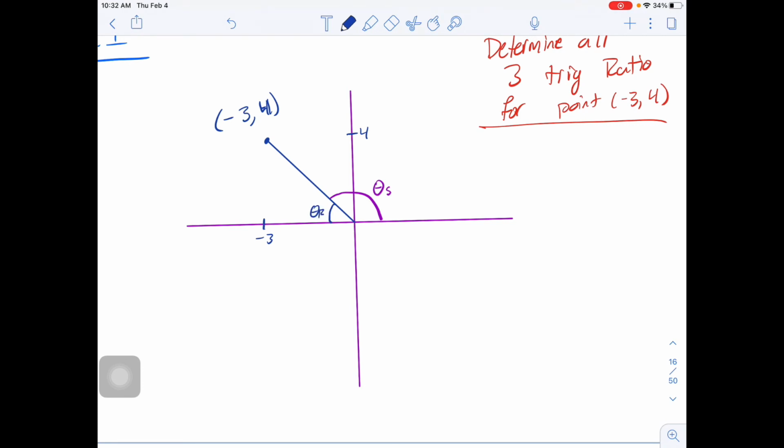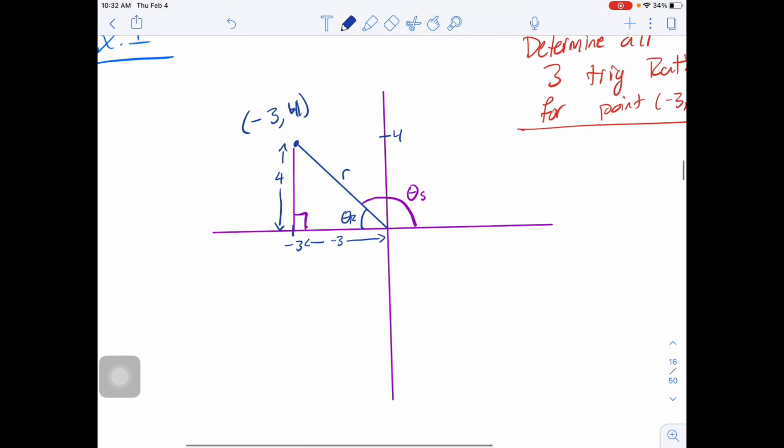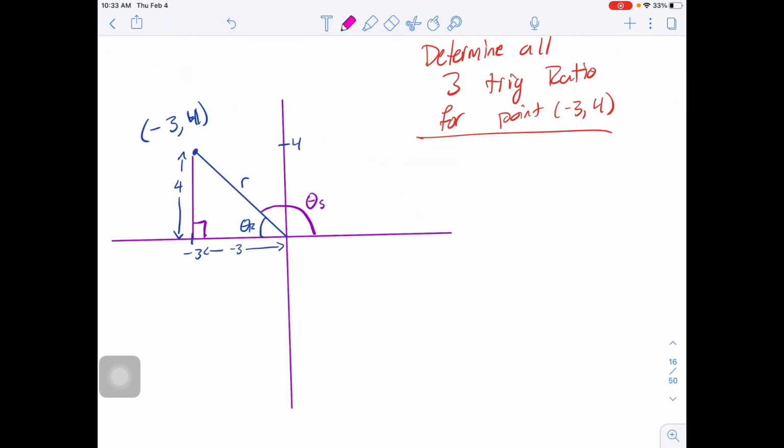Okay, so in order to start this up, I'm going to drop down my point, and again, that creates a 90-degree angle. And I know the side lengths of all these things. This is +4, this is -3, and this is r here. So in order to figure out all three trig ratios, let's understand that we're going to figure out the sine ratio for the standard angle, but I'm going to use my reference angle in order to understand this.